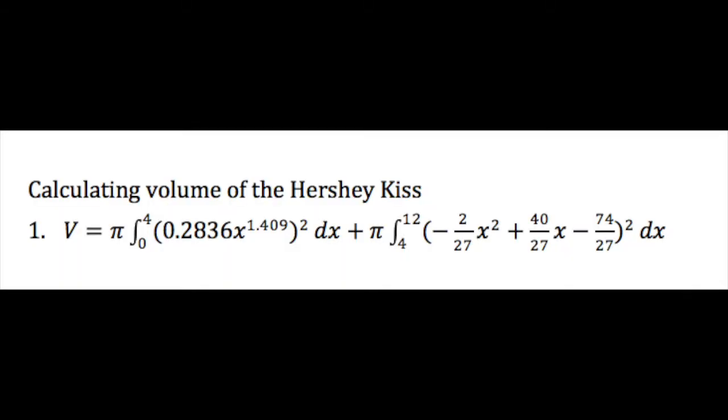Alright guys, so for our previous project we found the volume of the Hershey Kiss by calculating the equation as volume is equal to pi times the integral from 0 to 4 of the quantity 0.2836x to the power of 1.409, squared, dx, plus pi times the integral from 4 to 12 of the quantity negative 2 over 27 x squared plus 4 over 27 x minus 74 over 27, squared, dx.